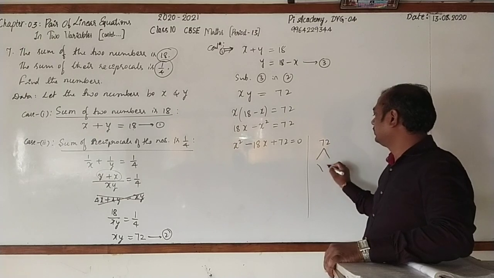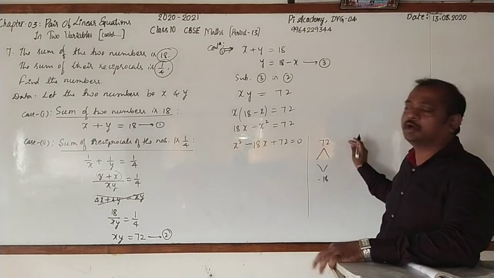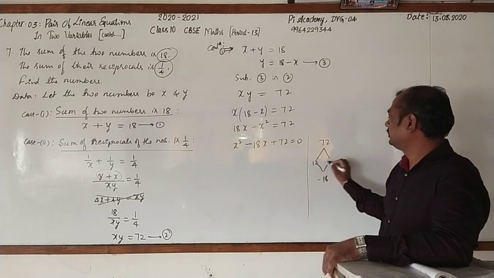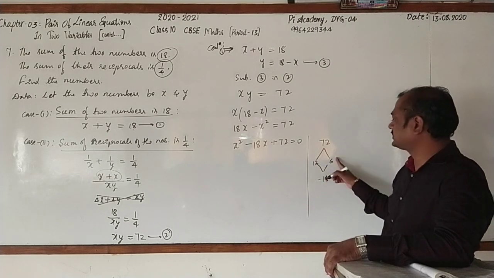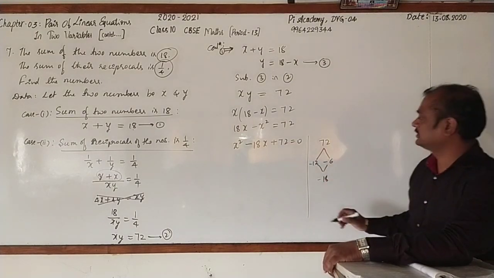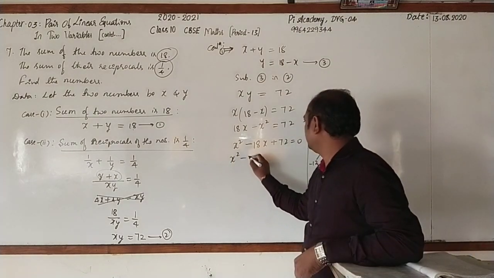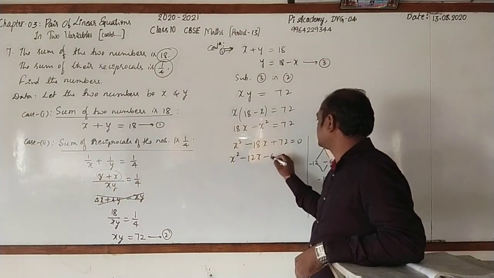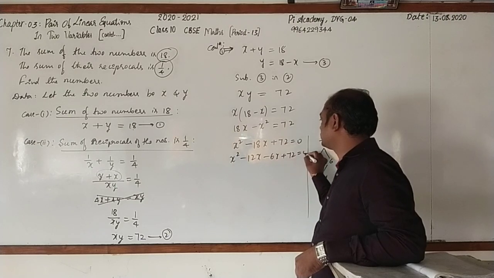72. Then the middle term is minus 18. How do you get it? 12 times 6 is 72. 12 plus 6 is 18, but we want minus 18. Hence I will take it like this: x square minus 12x minus 6x plus 72 equal to 0.